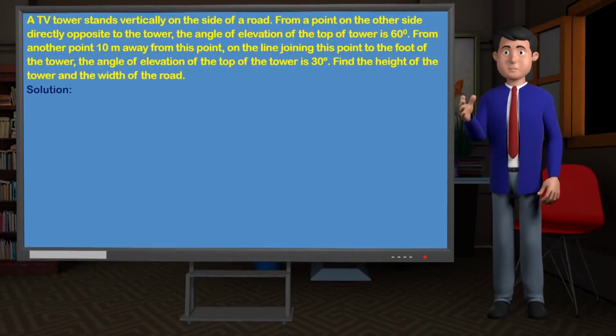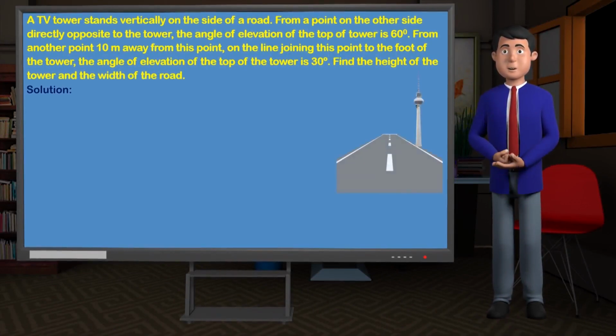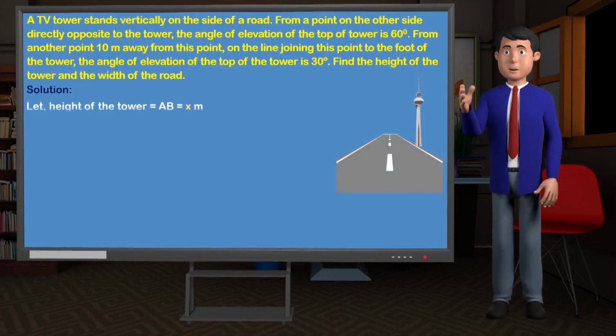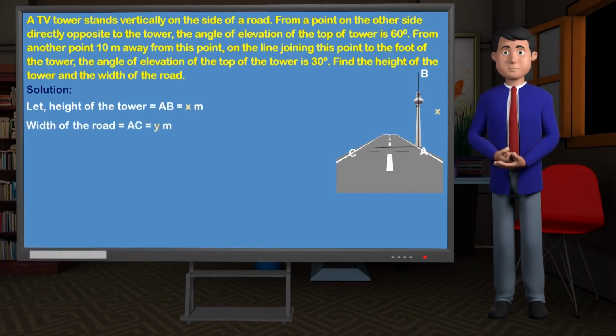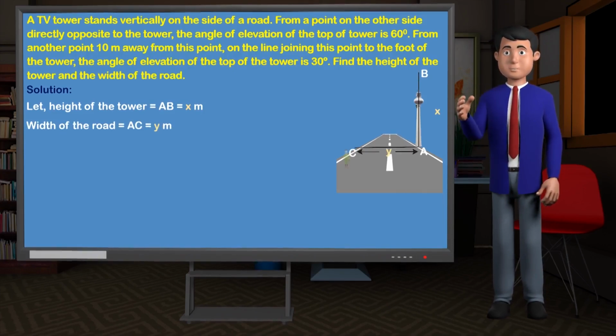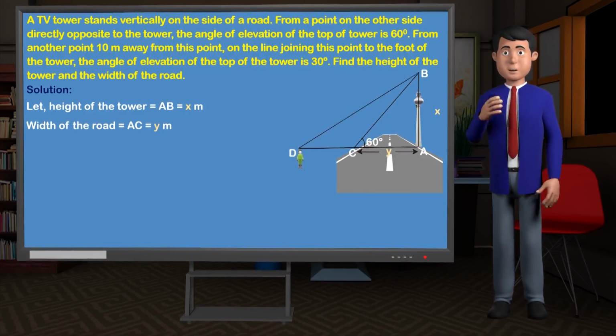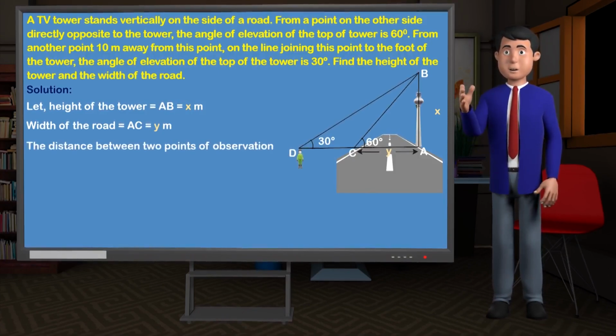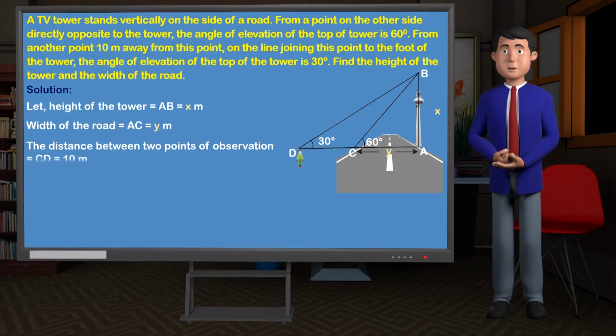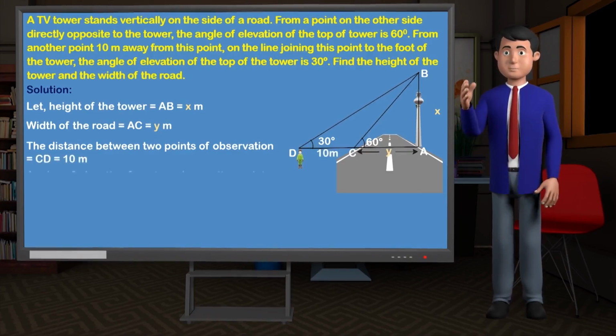Solution. According to the given problem, a TV tower stands vertically on the side of a road. Let the height of the tower AB be x meters. Width of the road AC is y meters. If the observer is on the other side of the road, the angle of elevation is 60 degrees. From another point, the angle of elevation is 30 degrees. The distance between the 2 points of observation is CD, equal to 10 meters.